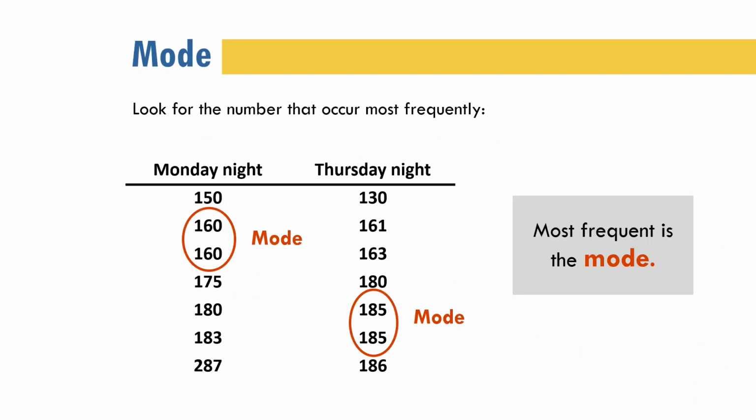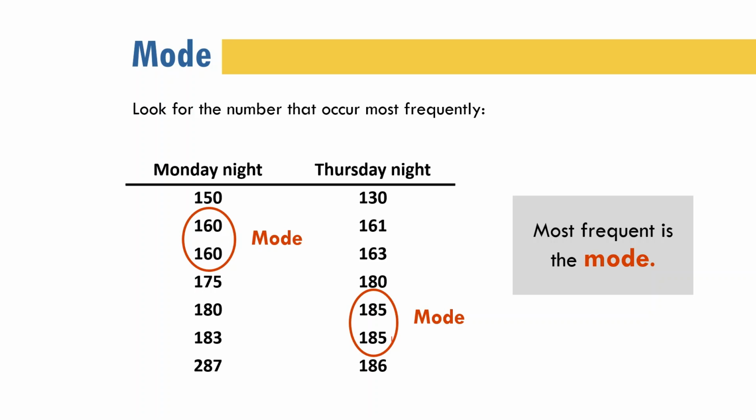Okay, the next one is the mode. Mode is the number that occurs the most frequently. On Monday night, the number that occurs the most frequently is 160, so that is the mode. On Thursday night, the number that occurs the most frequently is 185. So that is the mode.